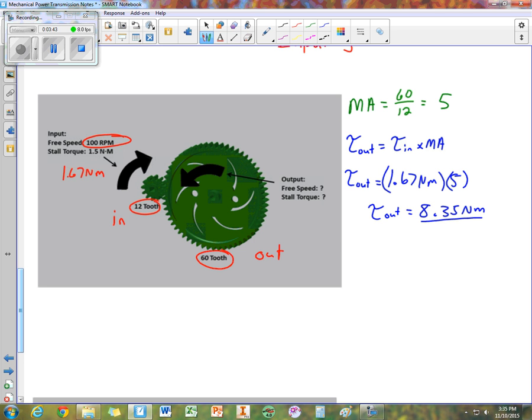So to get the output angular speed, that's going to equal the input angular speed divided by mechanical advantage. So it's a little different here. So for us, the free speed of the 393 motors is 100 RPMs. So that divided by 5. So we see that the output speed is 20 RPM. So what we see in this configuration of a small gear going to a large gear is that we increase the torque, but we have to sacrifice speed to do it.